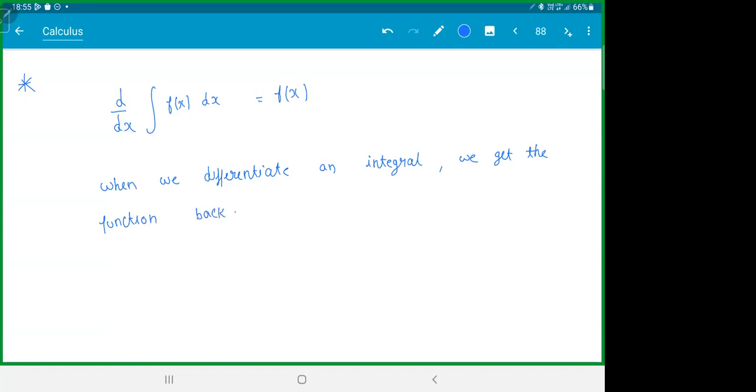So basically, integral means what? Adding into small pieces. What is differentiating? Break into small pieces. You get the pieces back. Clear?